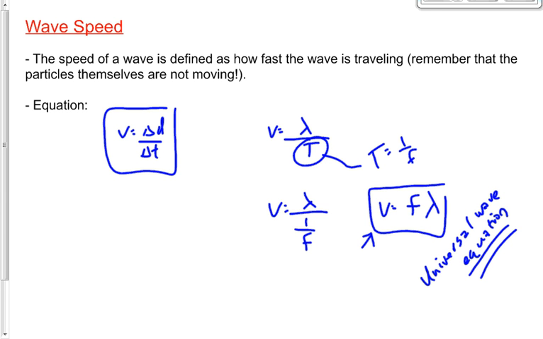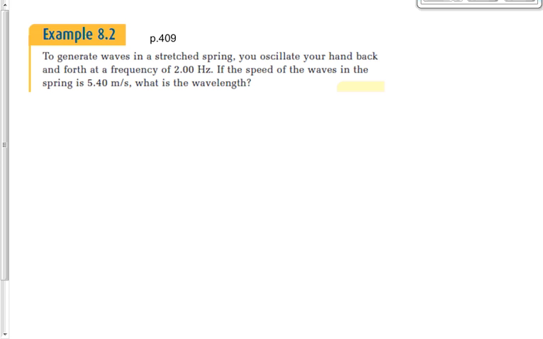You're allowed to use it for really slow-moving waves, like water waves, or really fast-moving waves, like electromagnetic radiation that travels at 1 billion kilometers per hour. But we're also allowed to use this equation as well. Whatever seems to work, whatever fits your givens the best. Let's take a look at one example for this wave speed thing, and then we'll wrap it up for today.